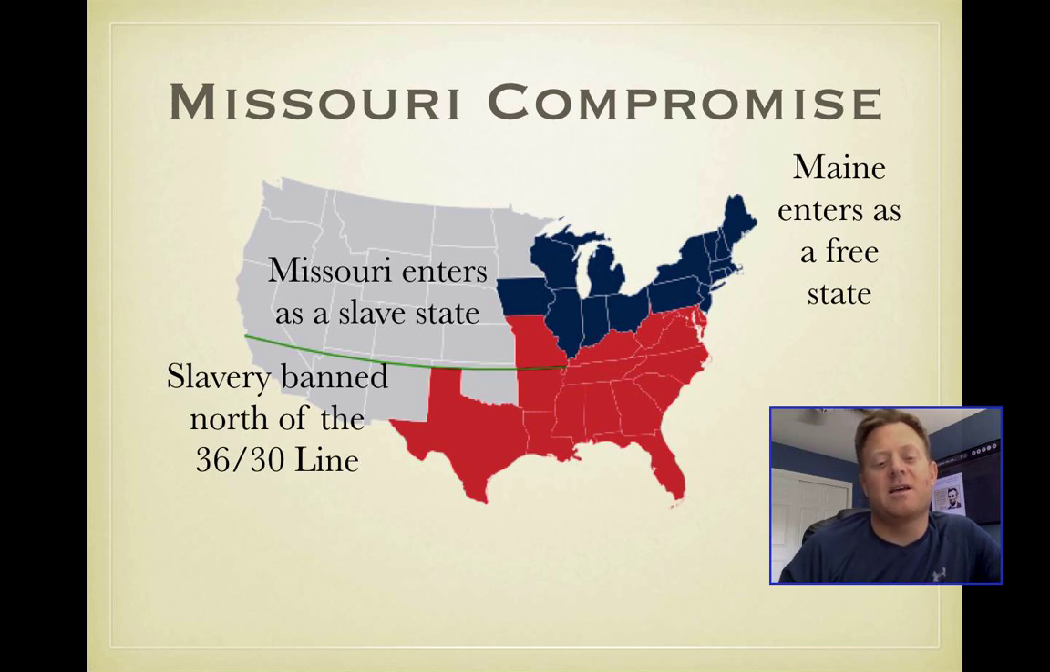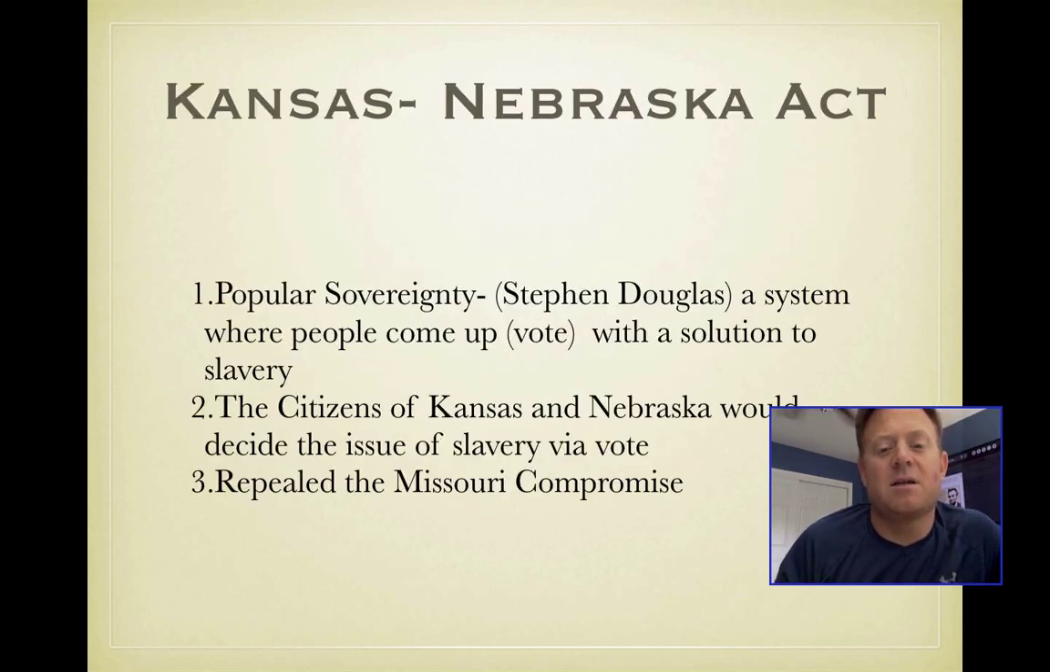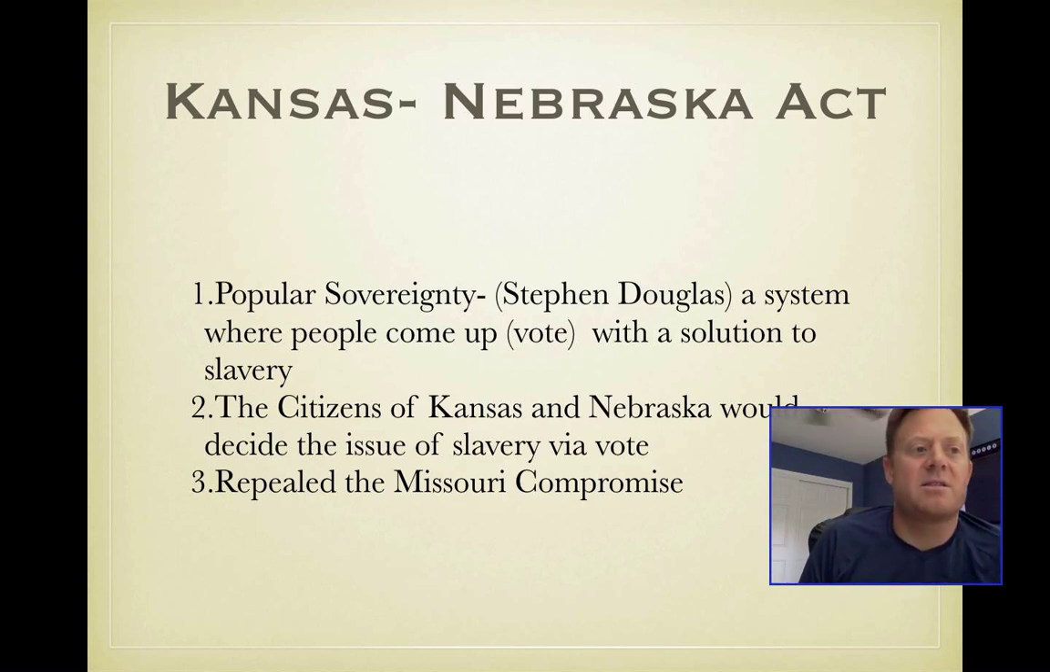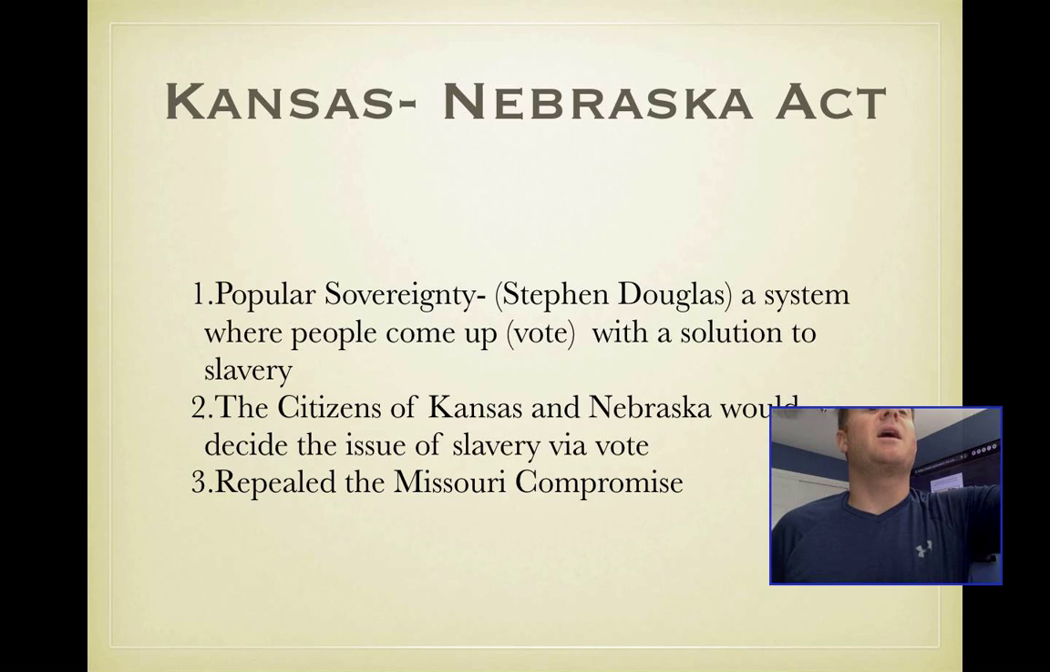Missouri enters as a slave state, and then the 36°30′ line, again, goes away on this next slide because Kansas and Nebraska want to enter the Union, and Stephen Douglas comes up with this idea of popular sovereignty, which is right here. It's number 4 on your notes. It's the idea that people can vote if they want slavery, if they want freedom. Kansas and Nebraska are going to vote for it. So that's number 4 and number 5.